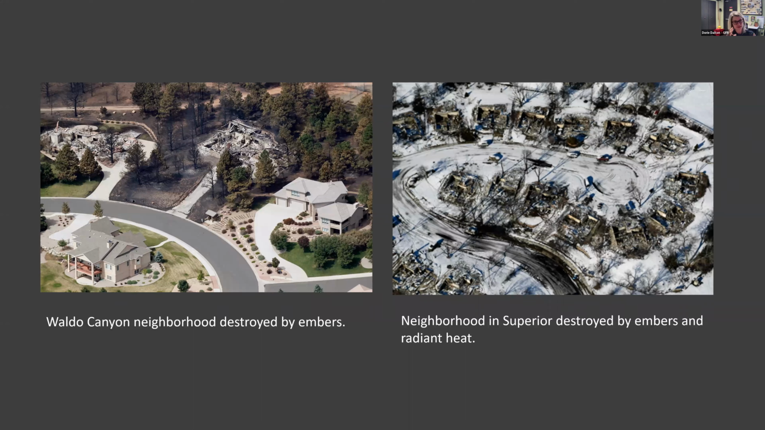So I'd like to draw your attention to these neighborhoods. The neighborhood on the left, you can see these homes. We have 2 homes that are virtually untouched, and then 2 homes that unfortunately did burn down, and this is due to embers. You can see the trees around them. They're not all destroyed. These homes burned down because of embers. You look at the neighborhood from the recent fire in Superior, and these homes were destroyed by embers and radiant heat.